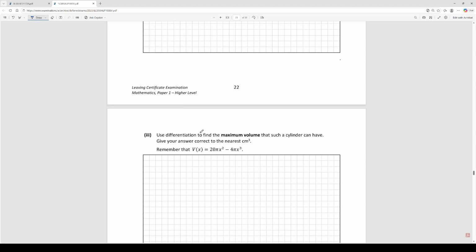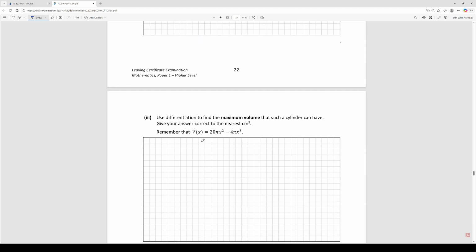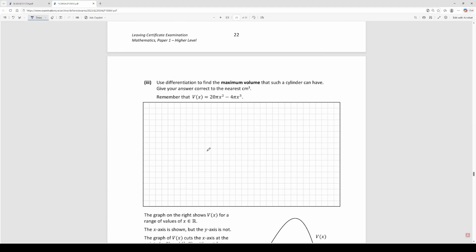Yeah, use differentiation to find the maximum volume that such a cylinder can have. So you notice they said, remember that from the Leaving Cert, instead of you having to flick back a page, they will very often give you the information from the previous page, so you don't have to keep flicking back and forth. I think that's something they do that's quite nice.